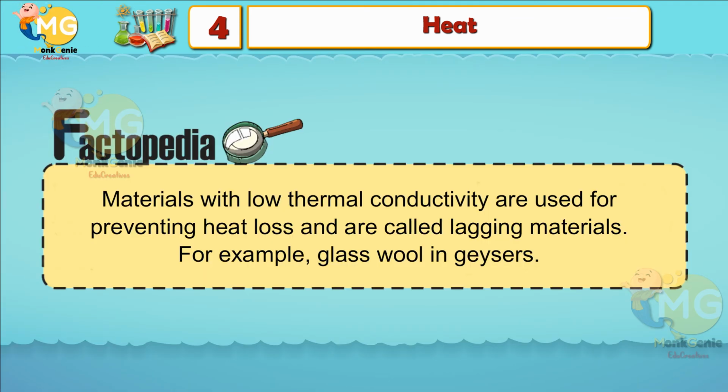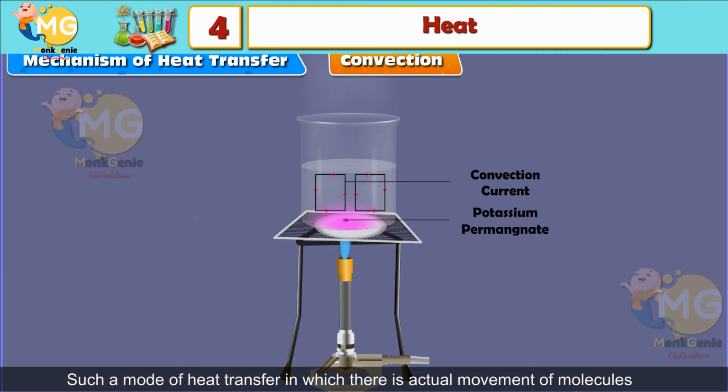Materials with low thermal conductivity are used for preventing heat loss and are called lagging materials. For example, glass wool in geysers.